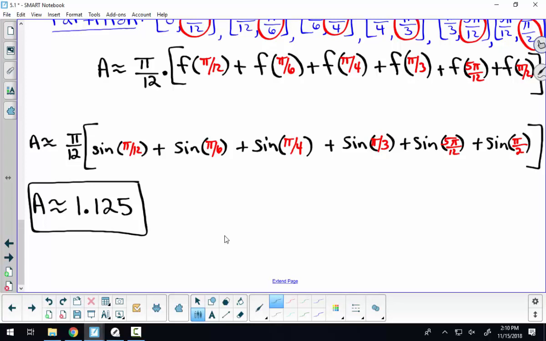So are there any questions on what we've done there? So that's the approximate area under the sine function from 0 to pi over 2 in the x-axis using 6 subintervals.